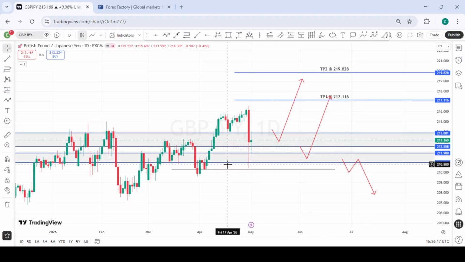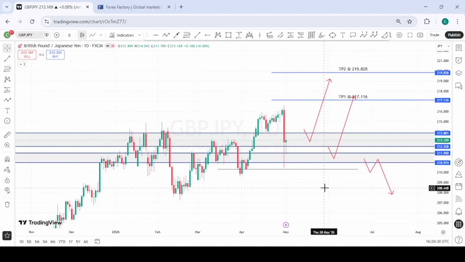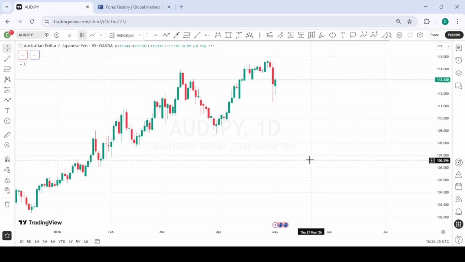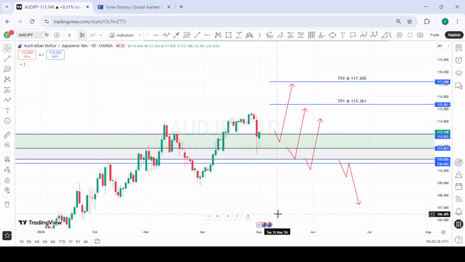This can only be invalidated if we get a weekly or a daily candle close below this structure point, or a weekly candle closing below this weekly structure point, and then it comes for a retest and goes to the downside. So until then, we are very bullish on GBPJPY.